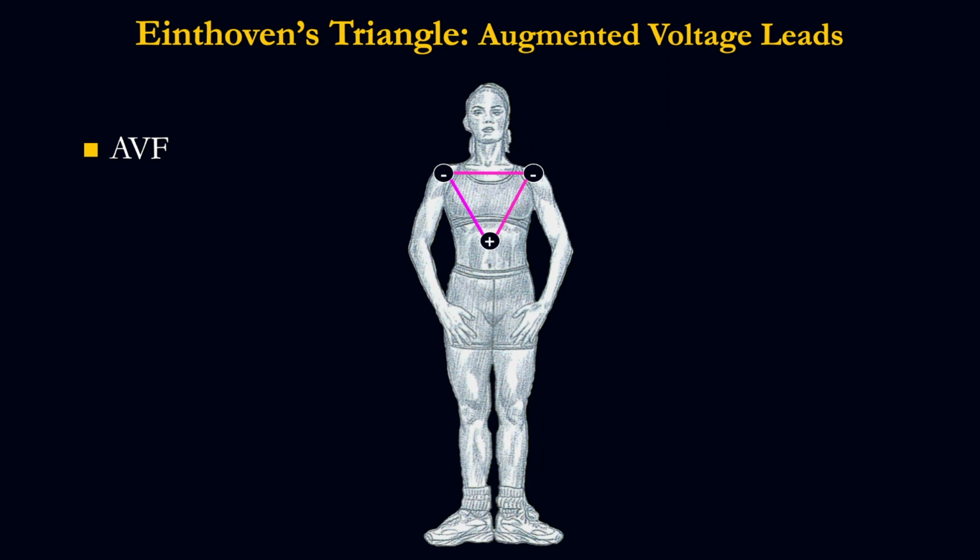That's what he called augmented voltage foot, or AVF for short. With AVR, augmented voltage right, we have the right arm that's positive and the left arm and the left leg are both negative. In AVL, augmented voltage left arm, we have the left arm that's positive and the right arm and the left leg are both negative.